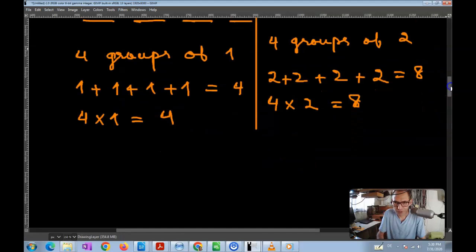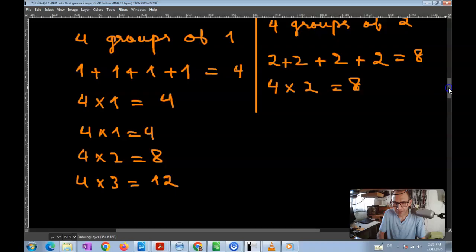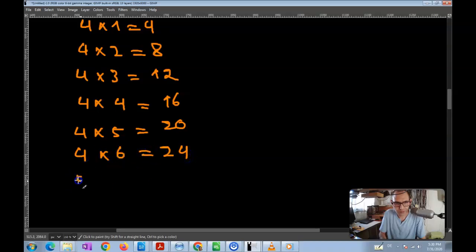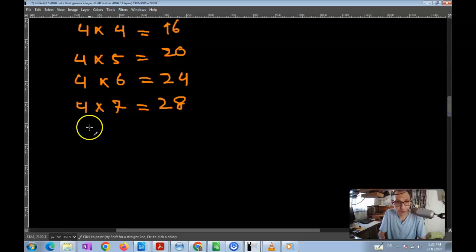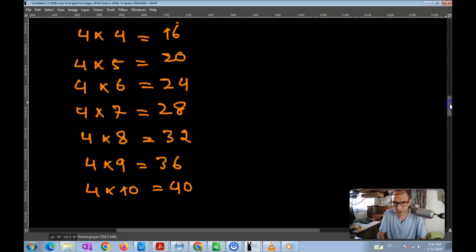And so then the multiplication table for 4 would be 4 times 1 is equal to 4, 4 times 2 is equal to 8, 4 times 3 is equal to 12, and 4 times 4 is equal to 16, 4 times 5 is equal to 20, 4 times 6 is equal to 24, 4 times 7 is equal to 28, and then 4 times 8 is equal to 32, 4 times 9 is equal to 36, and 4 times 10 is equal to 40, right? So that's the multiplication table for 4.